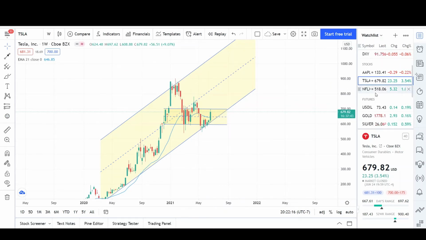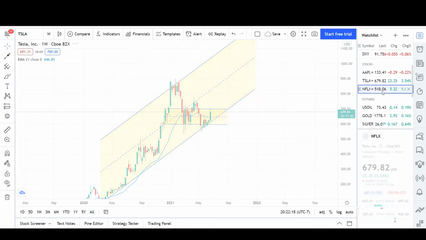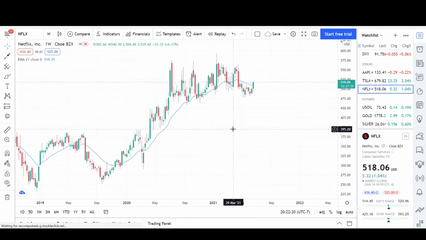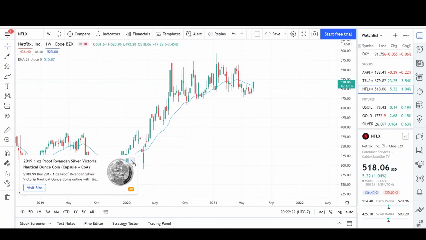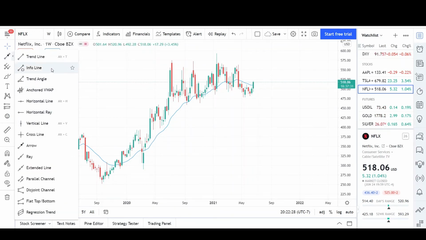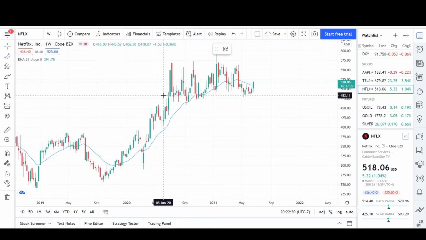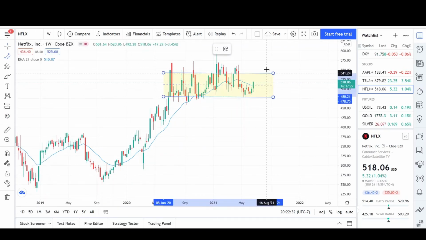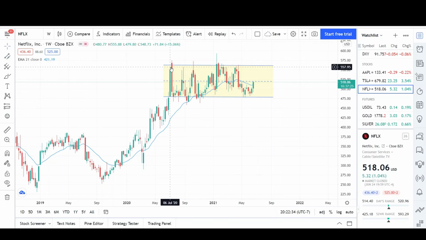Now we're going to go over and look at our last stock for today, which will be Netflix. Netflix is pretty interesting because it's been stuck in this sideways motion for a very long time, since July 2020. I'm going to go ahead and put a channel here so you guys can see what I'm talking about. Every time it comes up to this high, which is the 560 level, it bounces back down to the lows, to the 470 level.